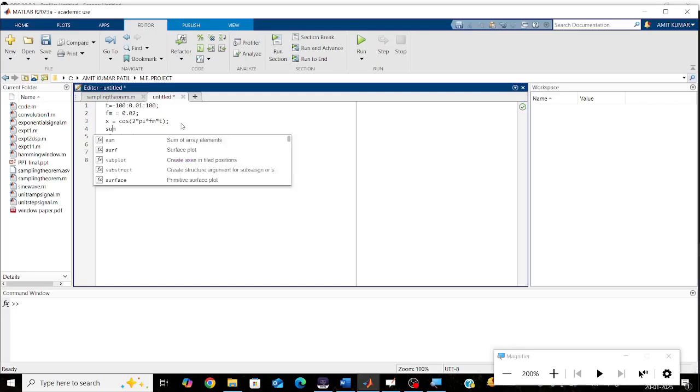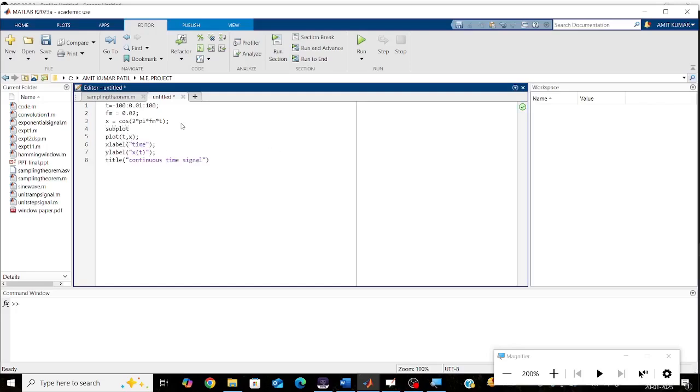The code is subplot. Suppose we want a graph like this first, then beside it second, then below it third, then fourth. So we will take a 2 cross 2 matrix, 2 comma 2. It means there will be 2 rows and 2 columns, and at the first position we want this graph, so here we have to put 1. This is the code for the continuous time signal, so here we will get the continuous time signal at the first position.